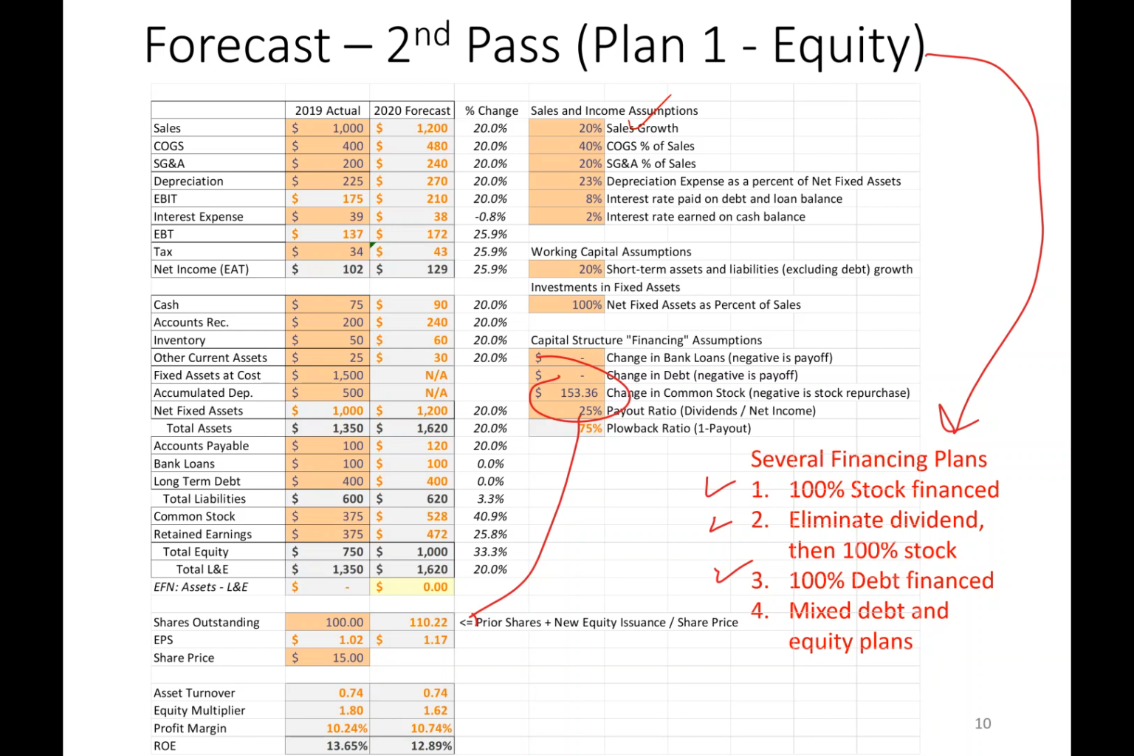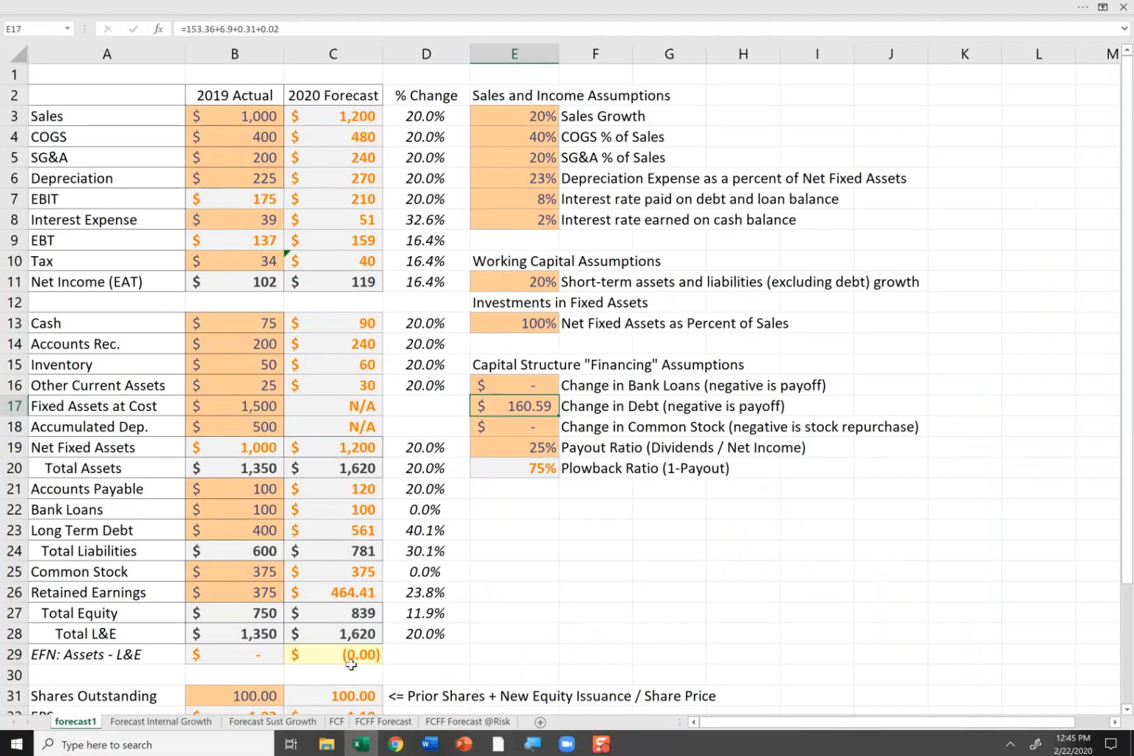Say we use half debt and half equity. So what we'll do, we'll go back here, we'll take this out, and it says it's 153.36. So what I'll do is take 153.36 and multiply times 1/2. So I want to finance half of it with debt, and I'll just copy that formula, and half with equity.